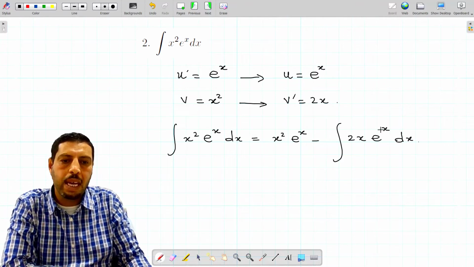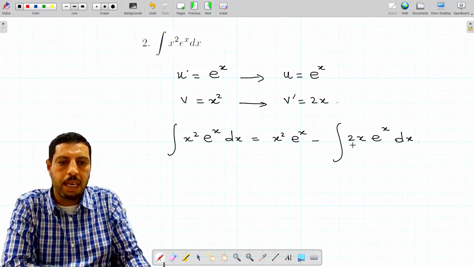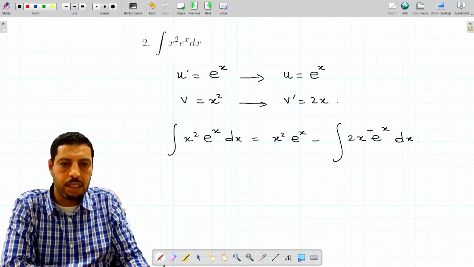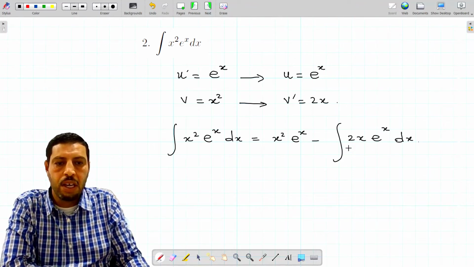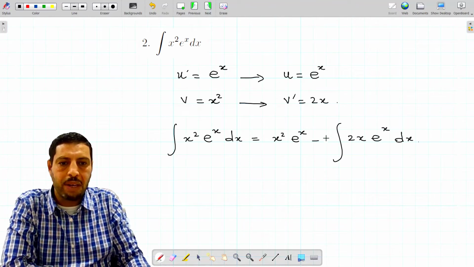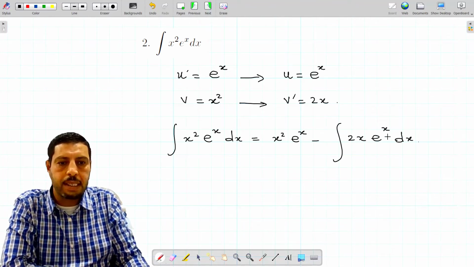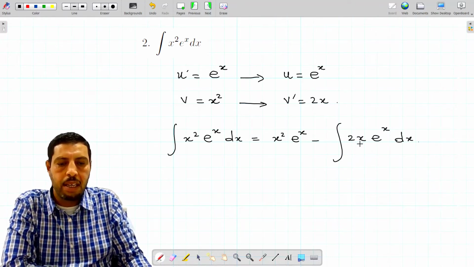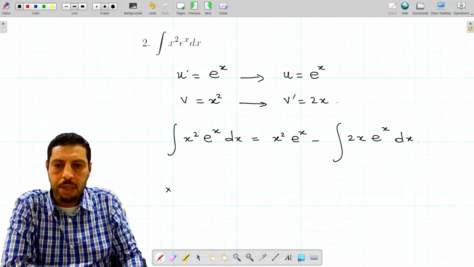And as you can see, we can't use the integration by substitution to get this integral. So we need a second integration by parts to compute this new integral. So we will forget about the 2. We will put it in front of this integral and compute just the integral of x exponential x, and then substitute the integral here by the result. Okay, so let's take it separately.